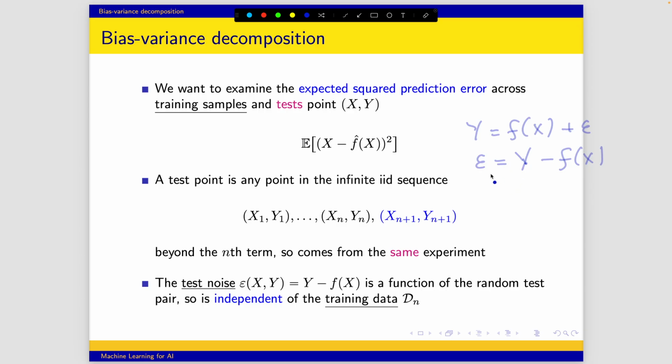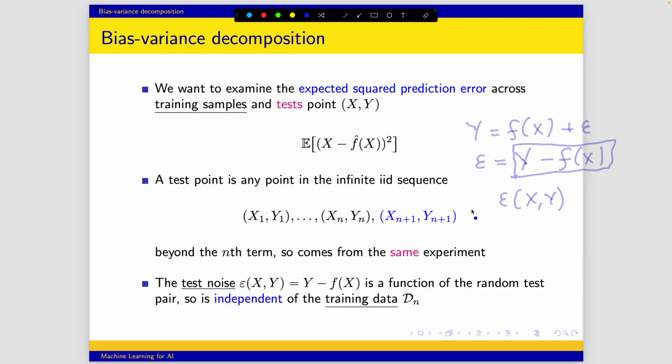So this epsilon is not independent of x and y. Epsilon, in actual fact, is a function of our random pair x and y, and that's what makes it a random variable. It's real valued and it's a function of this random pair, so it becomes a random variable. And this function is given precisely by this discrepancy between the outputs y and the true function values at some random x.